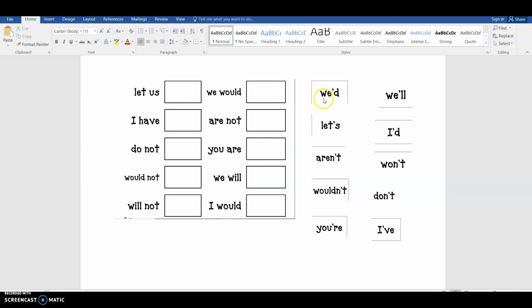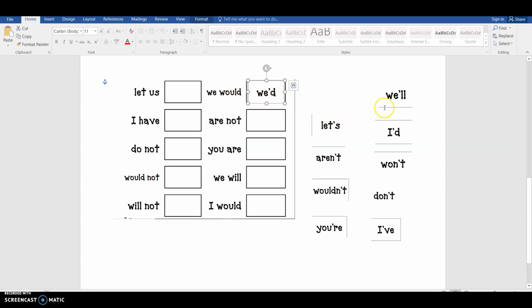Well, I know that with a contraction, the apostrophe takes the place of one or more letters. So I know that my second word is going to have a D in it. Okay? Out of we would and we will, we would has a D. So I know that we'd will go over here to we would. So saying we'd is the same thing as saying we would. We'd like to go to the beach tomorrow, or we would like to go to the beach tomorrow.